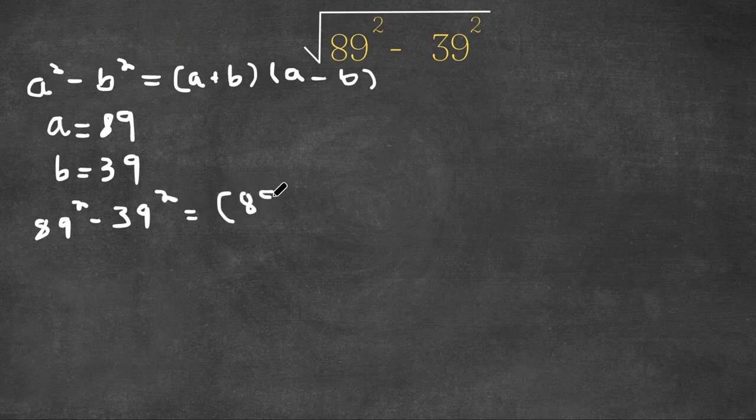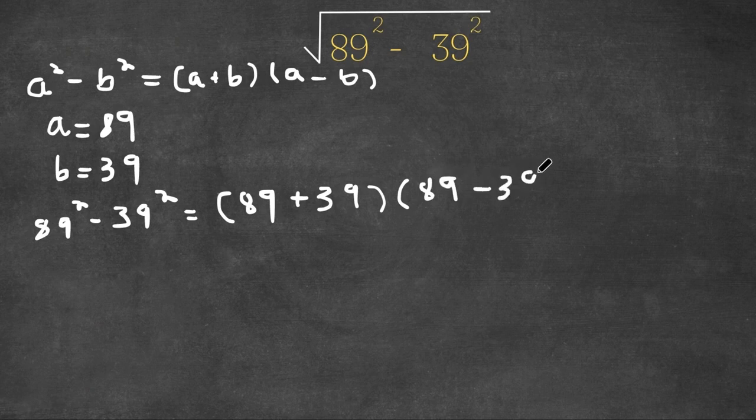89 plus 39 times 89 minus 39. So now what we have to do is solve what's in the parentheses. Let's first start with 89 plus 39. 89 plus 39.